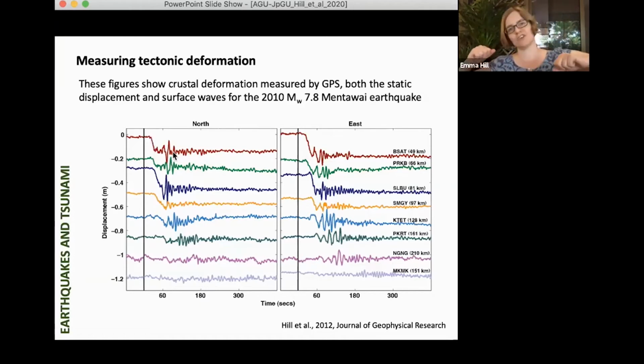This is the top plate moving forward and towards the trench in a way that releases several hundred years of stress, and it'll take another few hundred years to move back to the original positions before the earthquake. And then you also see the dynamic shaking, the seismic waves coming through. These are recordings of position every 1 second.